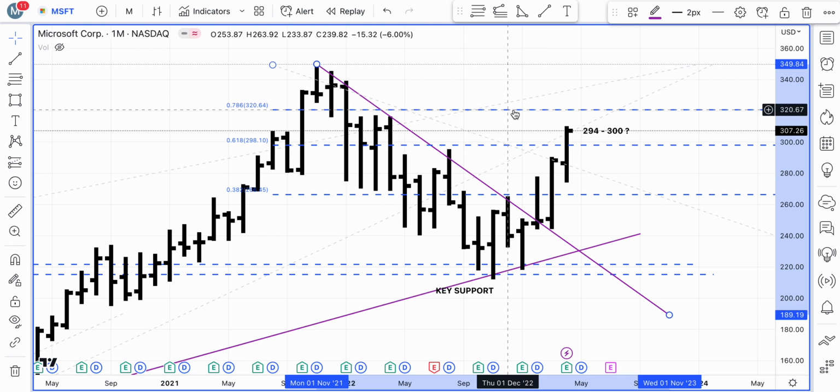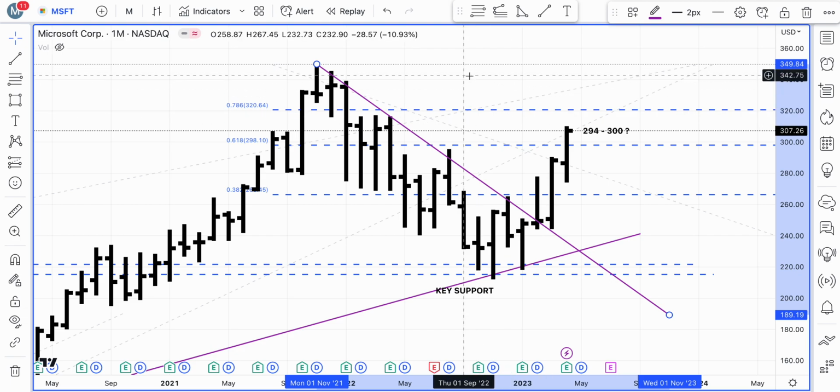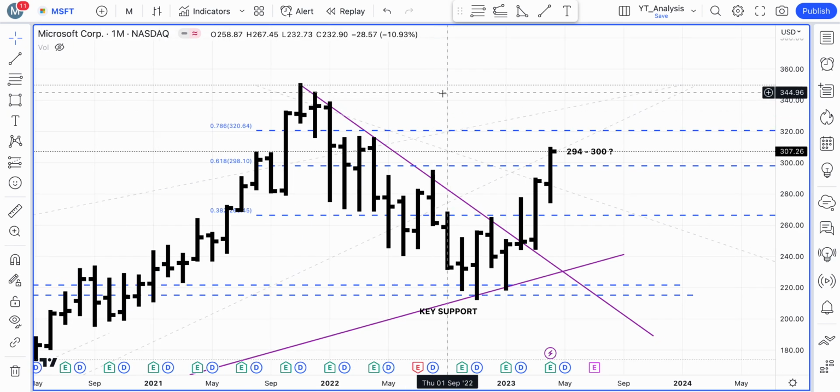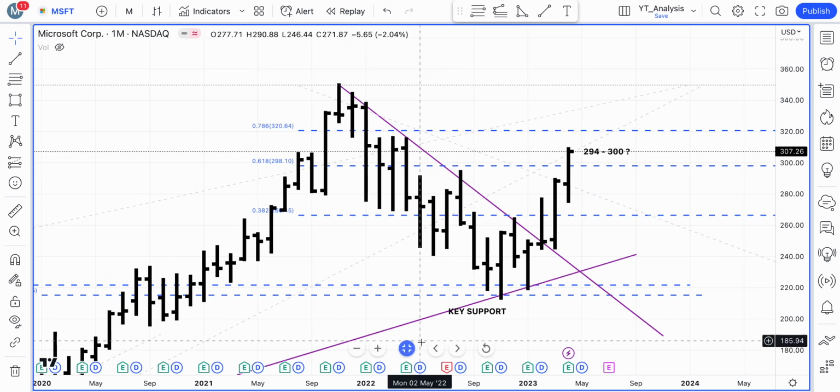Well, I think around 316 to $320 per share level is going to be the next key resistance level to watch. And yeah, I think it's going to go up from a momentum perspective really good. Looks pretty good. Stock looks good.